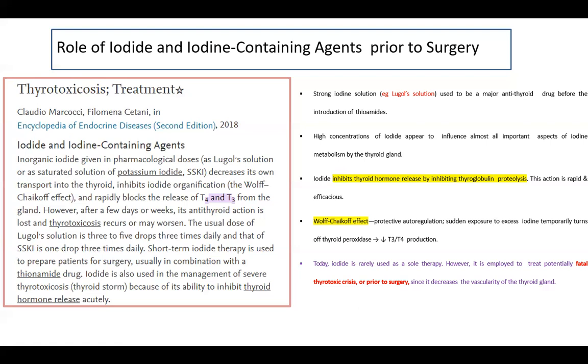And as we said here, we have something called the Wolff-Chaikoff effect. So the Wolff-Chaikoff effect, and the two scientists who came up with this explanation, were able to explain why giving too much iodine can lead to treatment of thyrotoxicosis. And this is because we found out that giving iodine can block the release of T4 and T3 from the gland, and also it can block the conversion of T4 into T3. Okay?